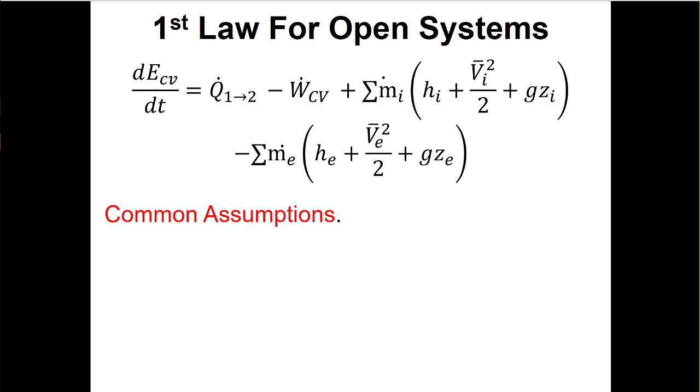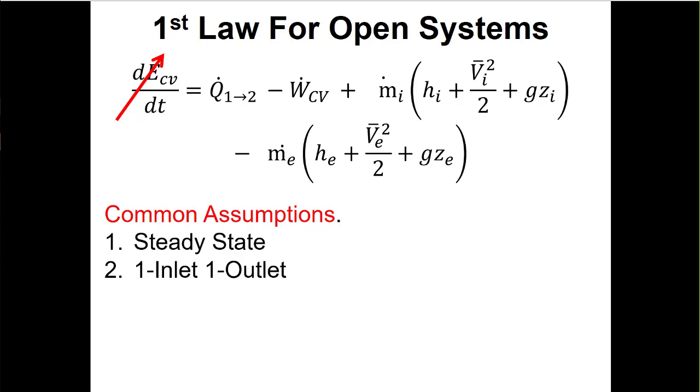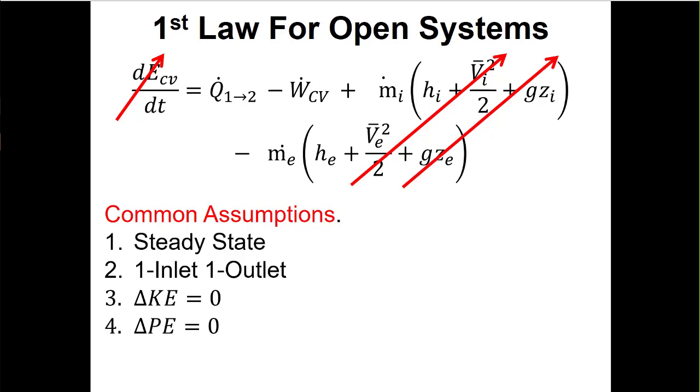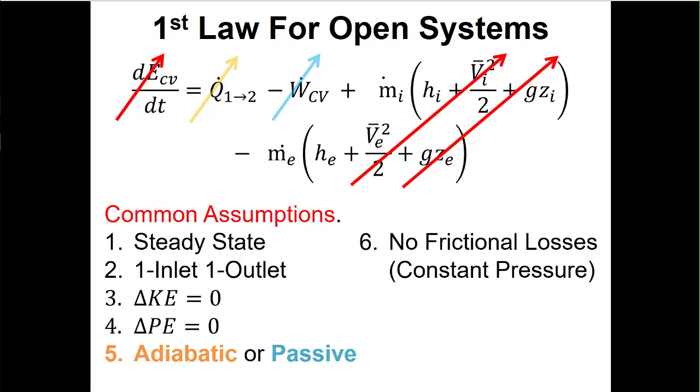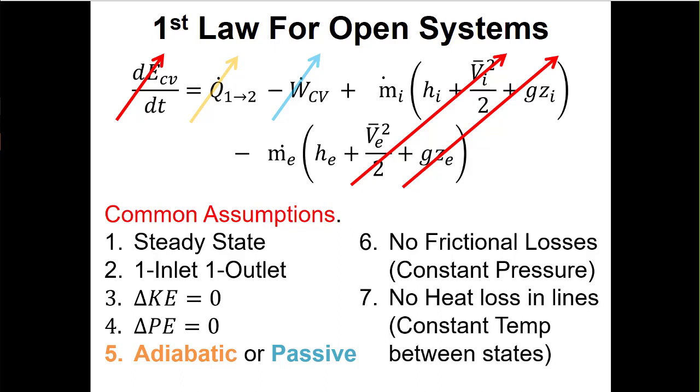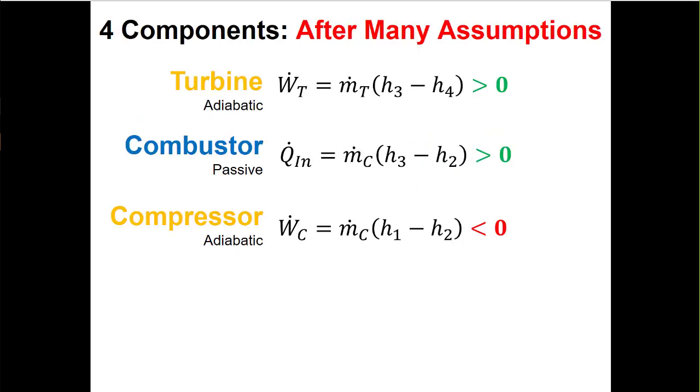In this Brayton cycle, we're going to say all 3 of these components are at steady state. They're all 1 inlet and 1 outlet. So the kinetic energy in the engine can be neglected, and the potential energy changes in the engine can be neglected. And then we're either going to say these components are adiabatic, if it's the compressor or the turbine, or that they're passive. We'll neglect any kind of friction losses connecting the different components, and we'll neglect heat losses between the lines.